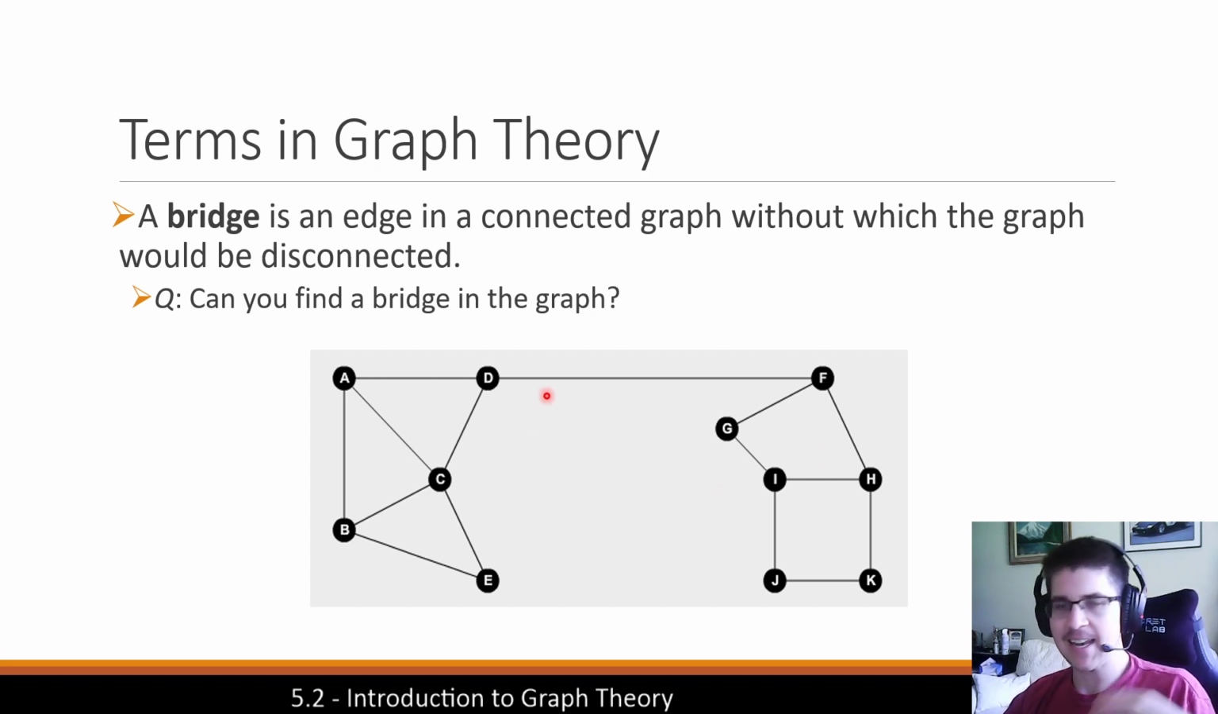So in graph theory, technically it has to be the only connection. Say, for example, we imagine this is one island and this is a second island, right? We build a bridge to connect them together. That's kind of the idea.